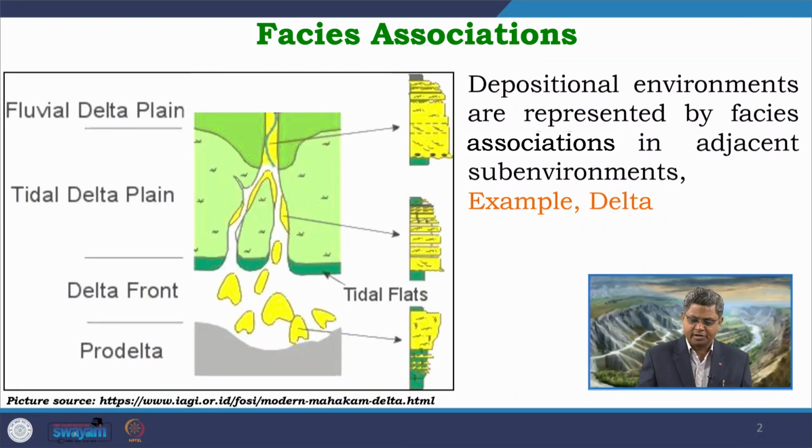To understand this concept of phases association, we can take one example. This is a very schematic model of a delta system, a plan view of the delta system. That means we are looking from the top of the delta system, where this river system is flowing from this direction, and this is the marine part where the river is getting mixed with the marine system.